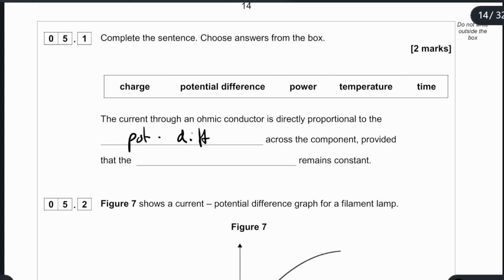And the next part of the question then, provided that the temperature remains constant. So this is only true if the temperature remains constant. So remember, with an ohmic conductor, usually you have a directly proportional relationship between the current and the potential difference. However, that can change if the temperature increases or decreases by a lot.